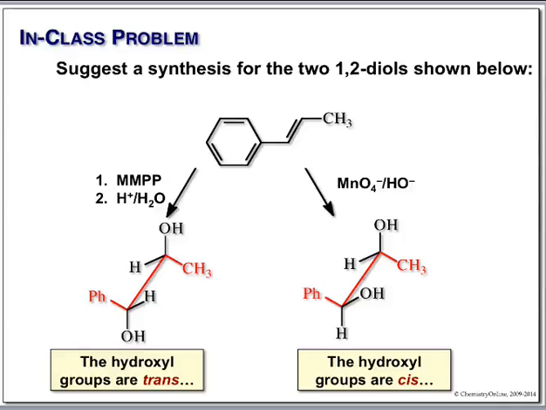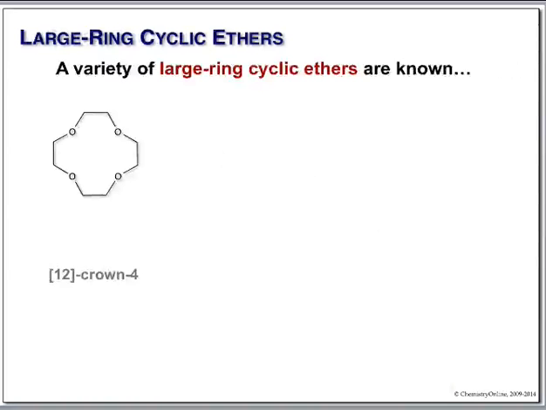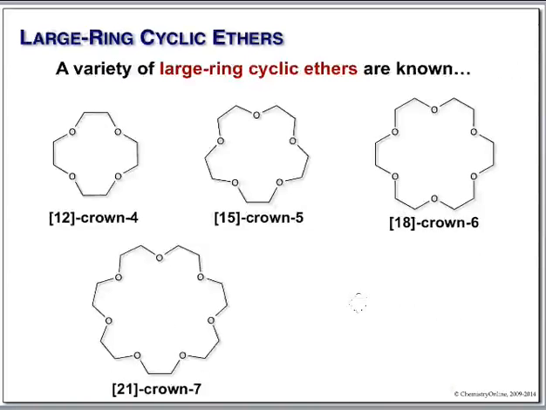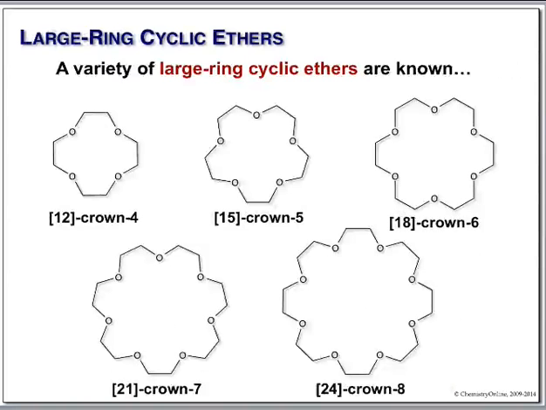All right, let's talk about fun things ethers do. Ethers can be synthesized into what are called crown ethers. Now they get their name because if you look at this as a model, the oxygens and the CH2s around form an up and down sort of thing. If you look at it, it kind of looks like a crown. Okay? Crown ethers.